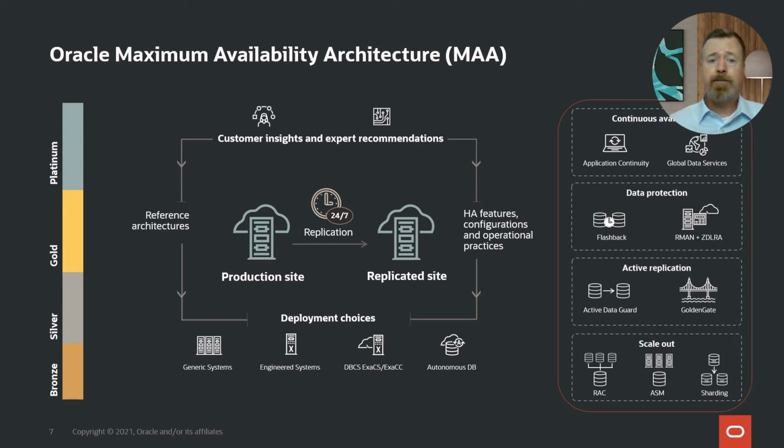And we've aligned them with 4 different tiers, 4 different reference architectures going from Bronze, Silver, Gold, and Platinum. And they all map to different RTO and RPOs, depending upon the requirements of your particular application, which is probably different between the different applications out there in your organization. And then those map into 4 different categories that we focus on: continuous availability, data protection, active replication, and scalability.